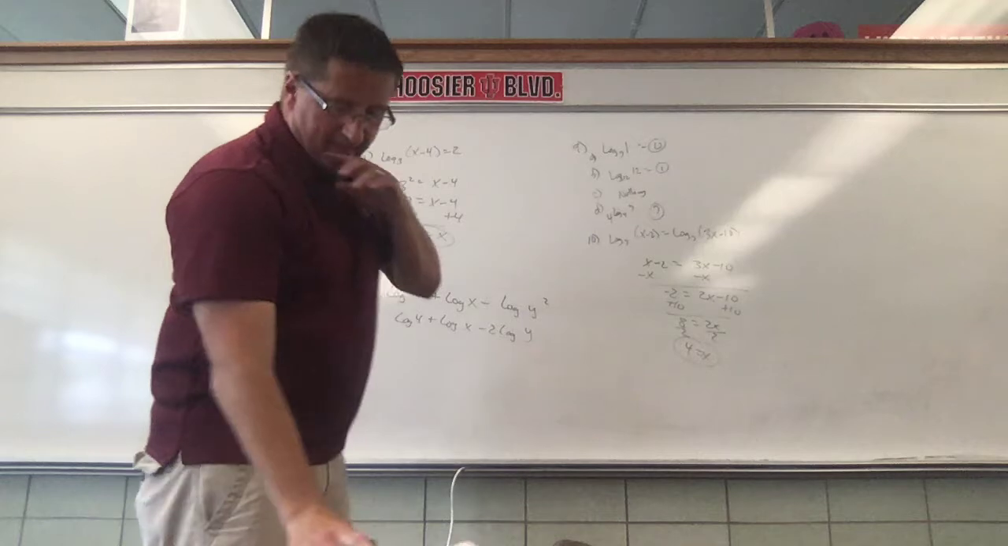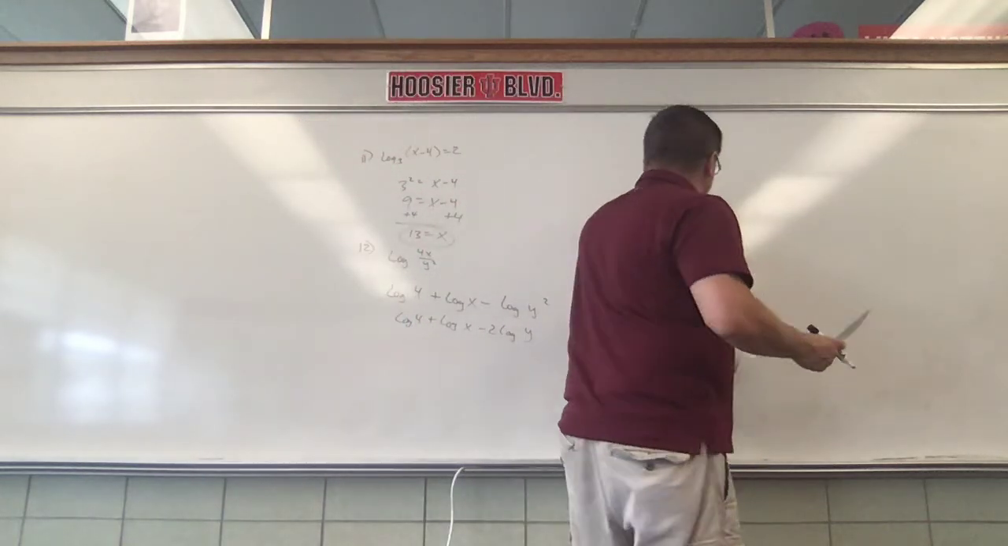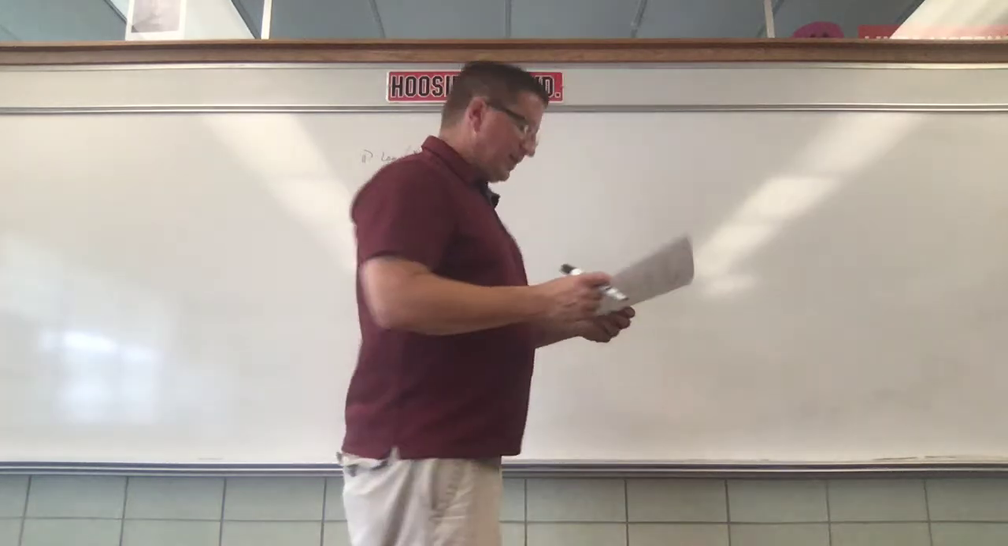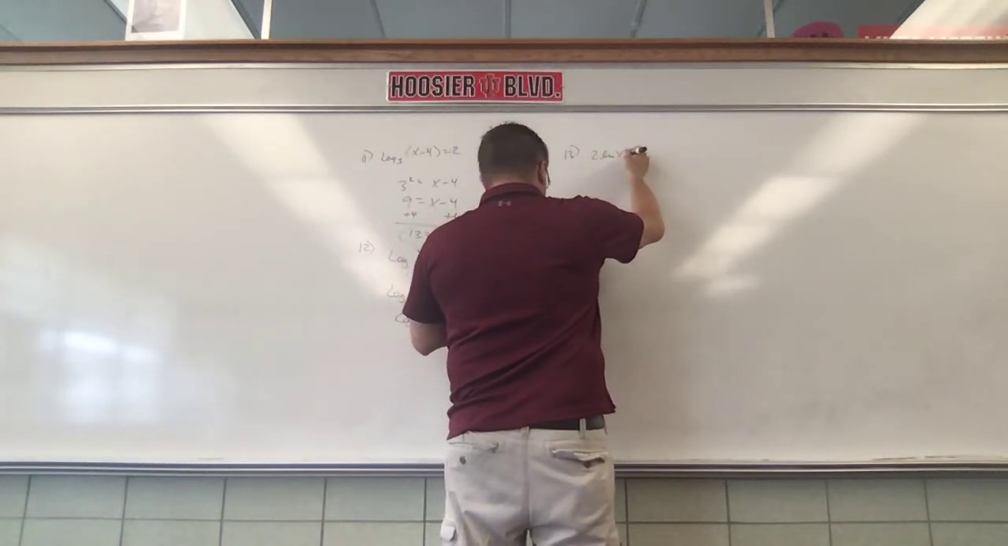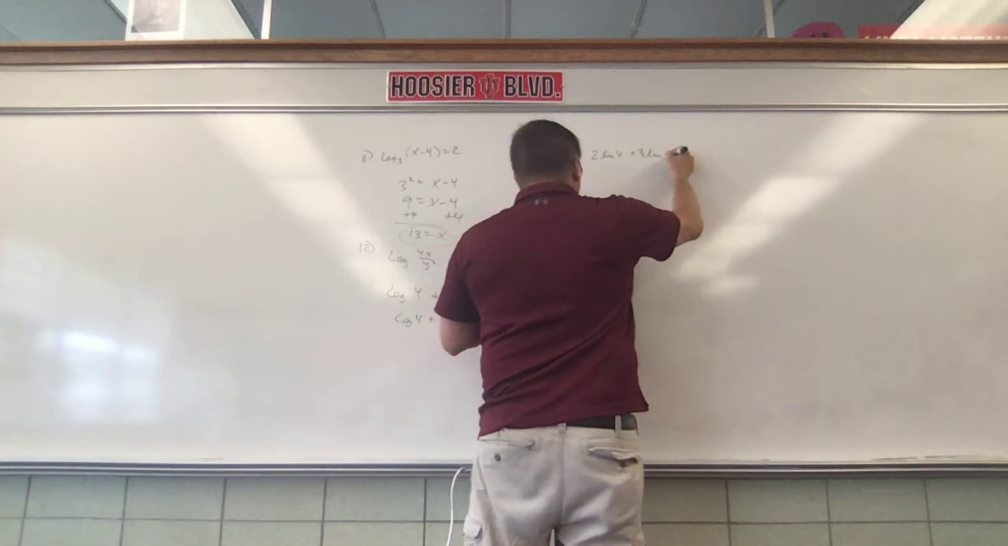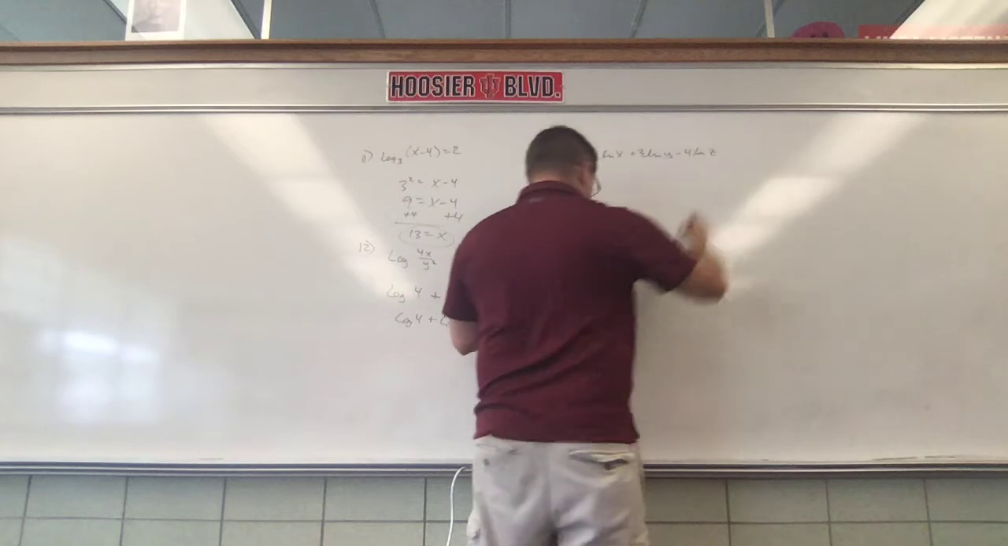All right, number 13, condense. Do the opposite of what we just did. We expanded, now we're going to condense. So number 13, we have 2 ln x plus 3 ln y minus 4 ln z.